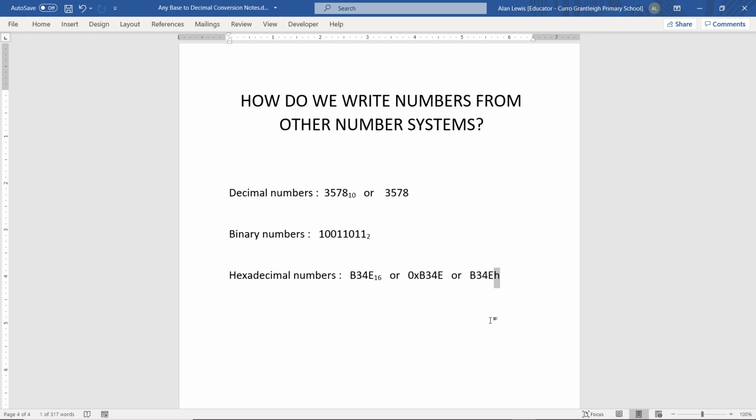So what you should do is just give this a go yourself. Just write down a couple of binary numbers and a couple of hexadecimal numbers and see if you can convert them into decimal using the system that we've just done, which is just break them up into their columns and then just add them up.